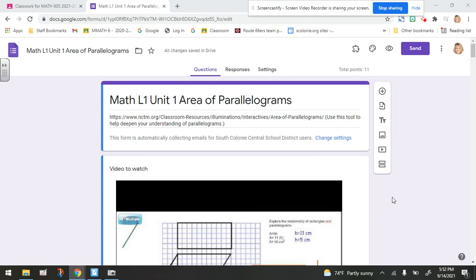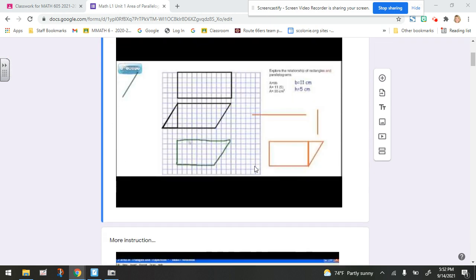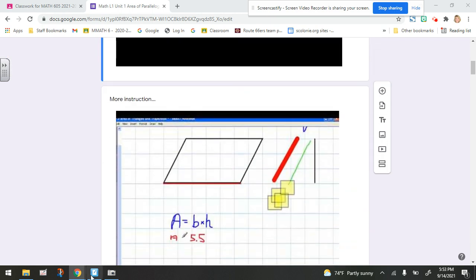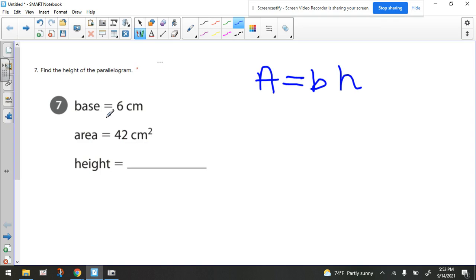Hey everyone, it's Mrs. Bianchi, and we're looking at Math L1, Unit 1 on area of parallelograms. If you're having difficulty with this lesson, do watch the videos that I have embedded in the Google form. But we're going to talk about number 7 because this one does require a little bit of algebra.